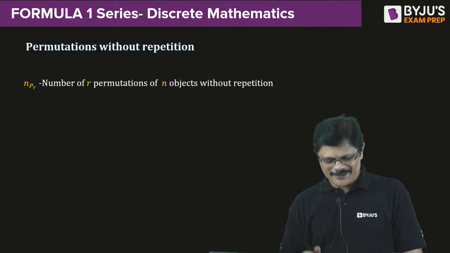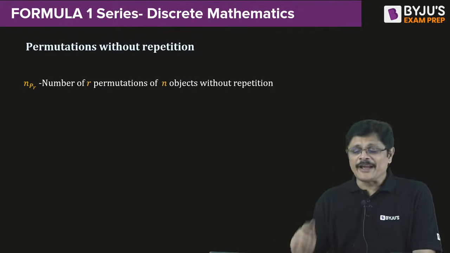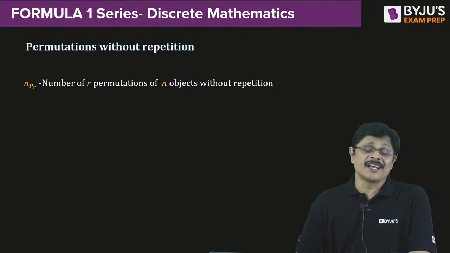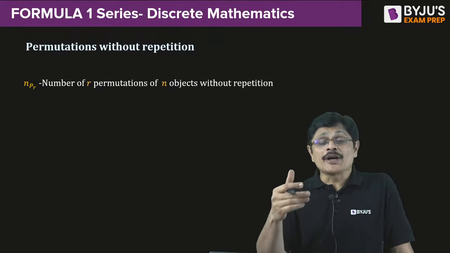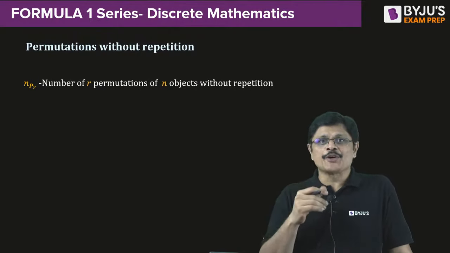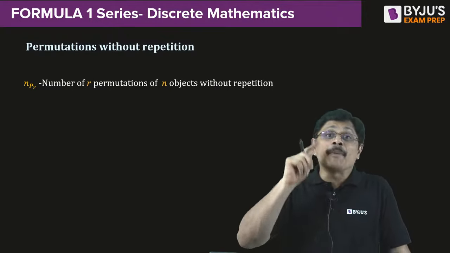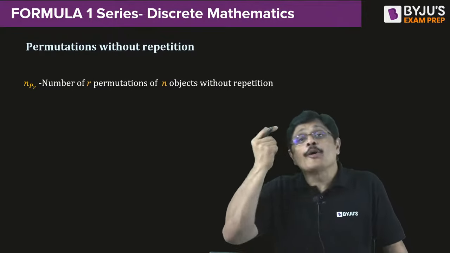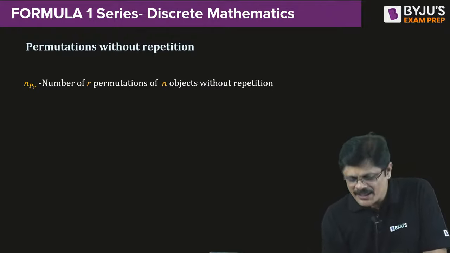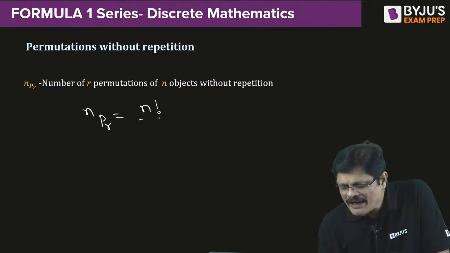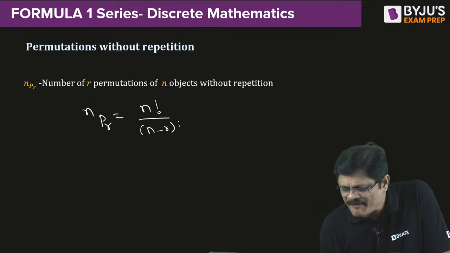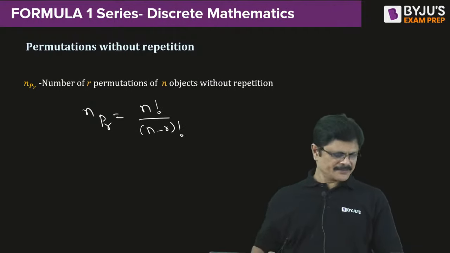R permutation of n objects without repetition. Combination means selection. Permutation means selection followed by arrangement. And R permutation of n objects is given by the formula n factorial by n minus r factorial, my dear friends.